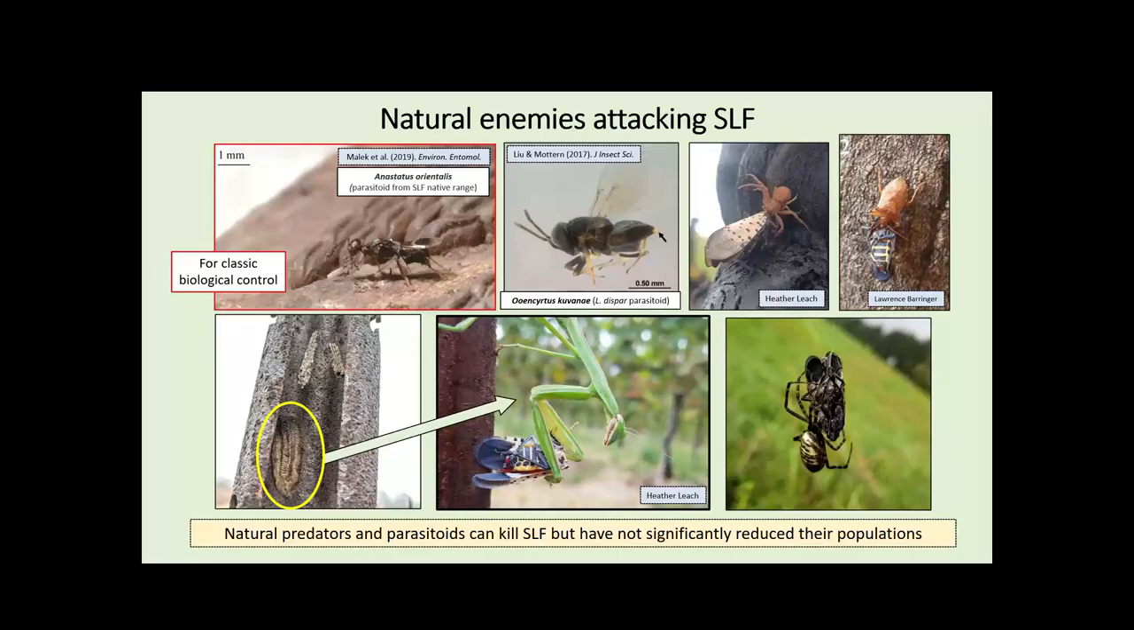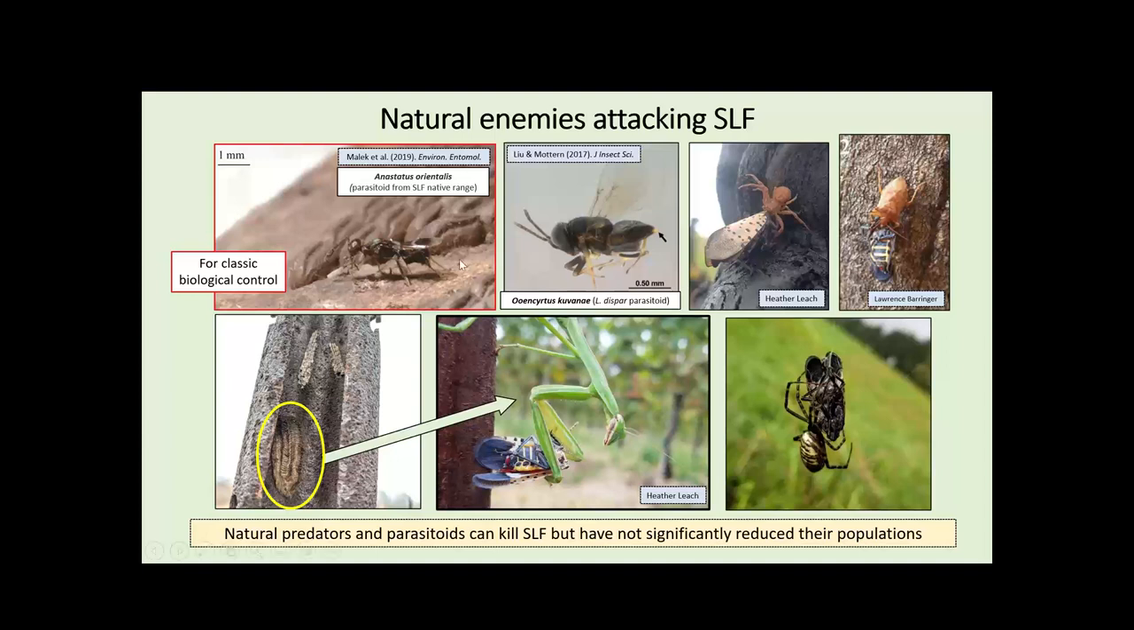And the end of Brian's talk was also a good setup because it showed a picture of that assassin bug. Let's talk about natural enemies. So broadly speaking, natural enemies are defined as any kind of parasite, predator, pathogen, competitor, or any kind of antagonist that's associated with an animal or a plant. So in this case, this is a nice collage showing some of the different natural enemies that attack spotted lanternfly.